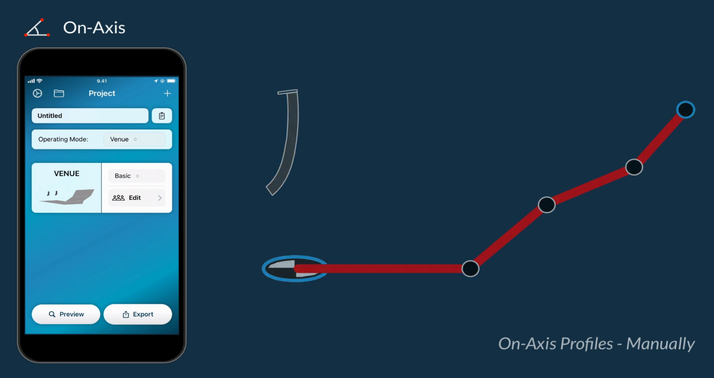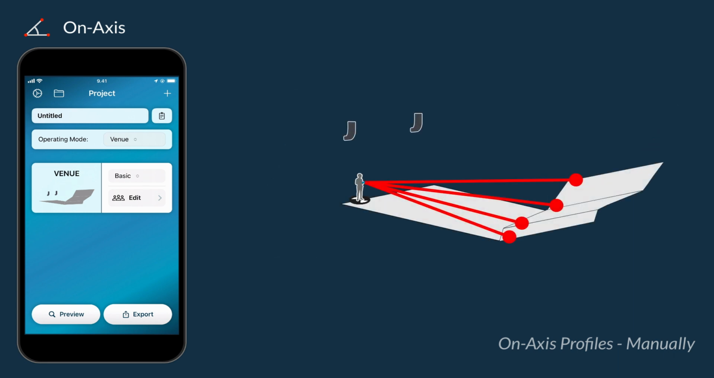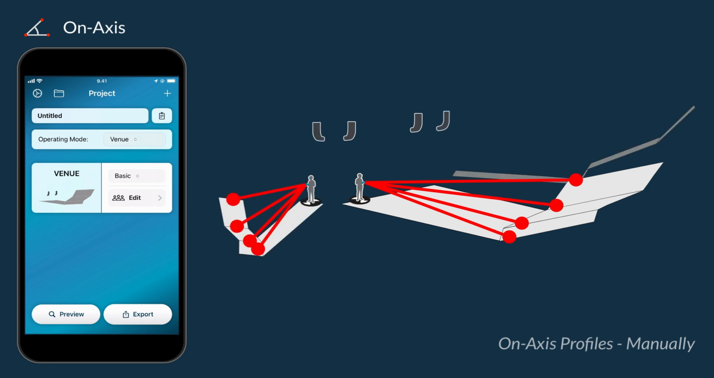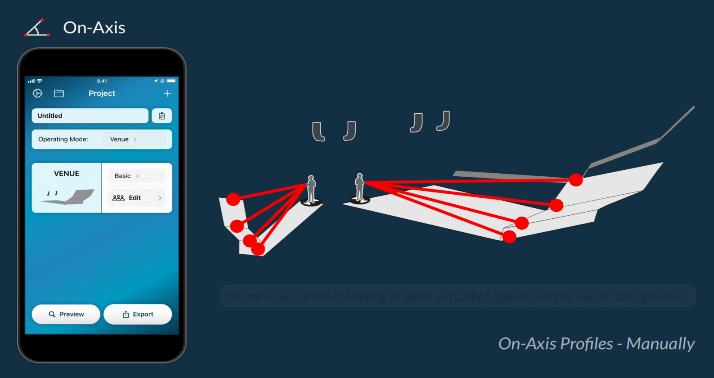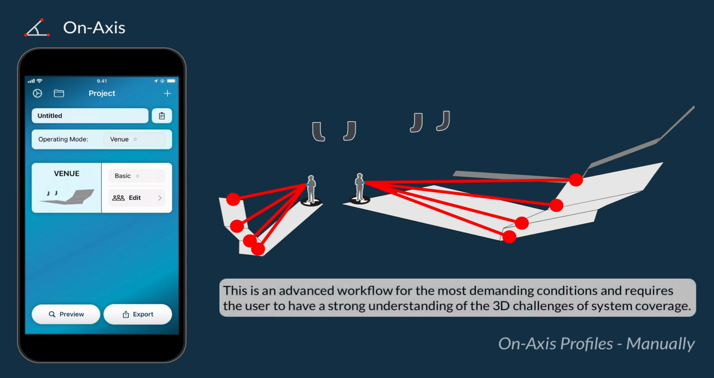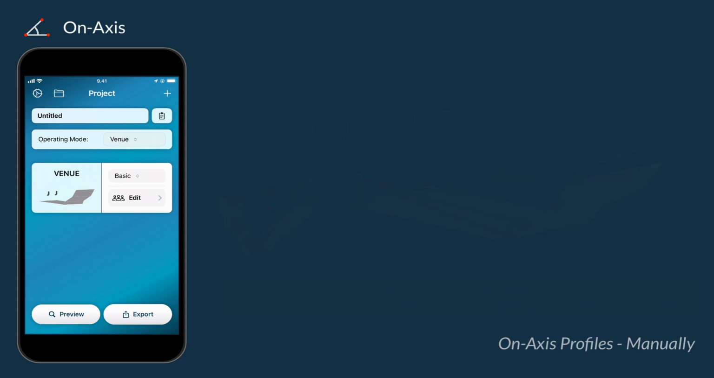Several of these can be drawn, and the idea is to create a separate on-axis profile for each speaker group. For example, one for the main PA and one for the side PA, as in this tutorial. The primary purpose is to produce as accurate a model as possible of the venue profile along the axis of the speaker. This is an advanced workflow designed for the most demanding conditions and requires its user to understand the three-dimensional challenges of speaker system coverage.